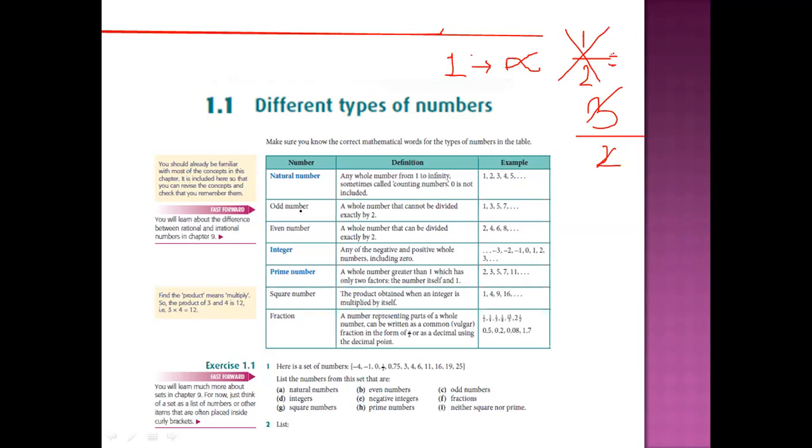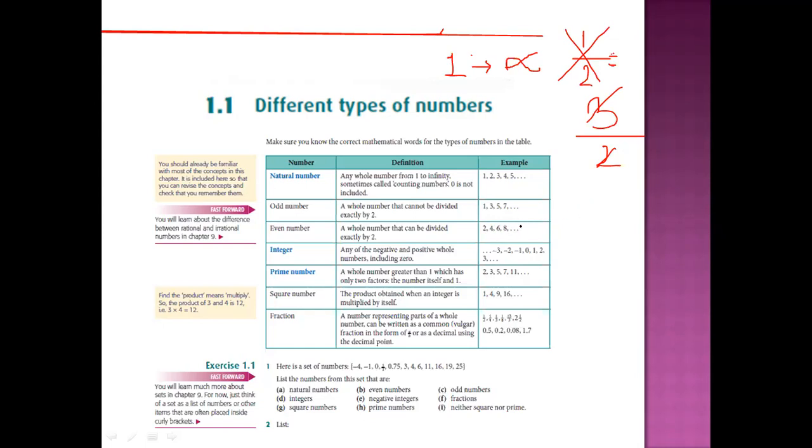And even numbers, the opposite or inverse of odd numbers. An even number is also a whole number that can be divided exactly by 2, the opposite of the odd number definition. So 2 over 2 is 1, 4 over 2 is 2, and the answer is exactly an integer. 6 over 2 is 3.